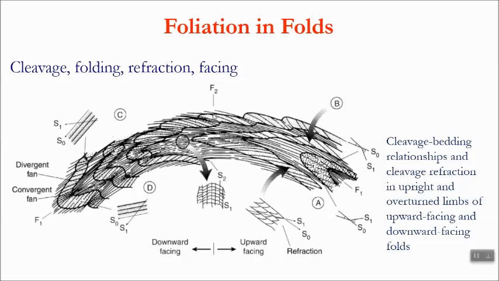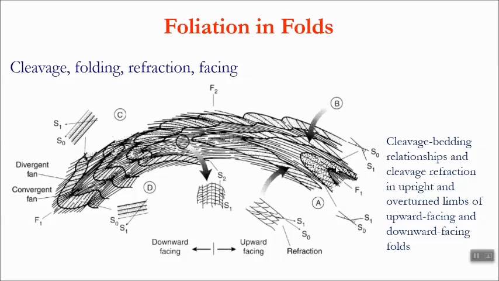So there are two sets of folding which are superimposed here. Now if we go into the different parts of this fold, suppose we go to the first part, near the core of this F1 fold. What we see here is that we have this axial planar cleavage here.